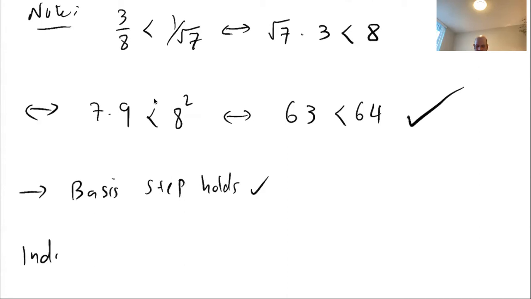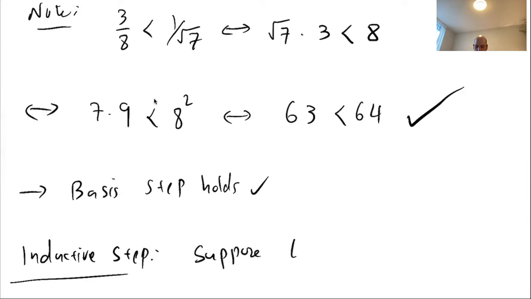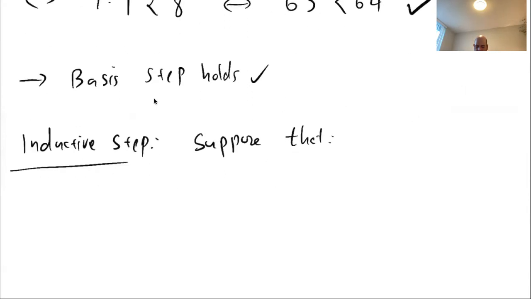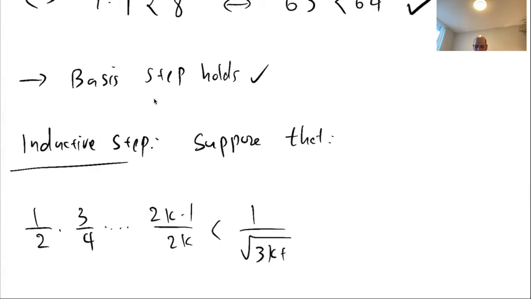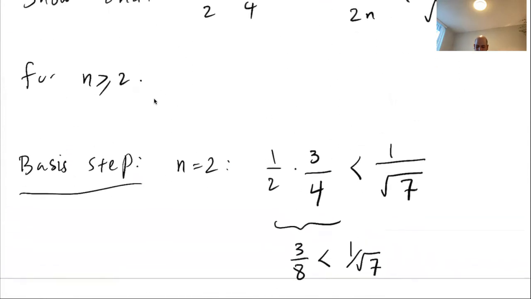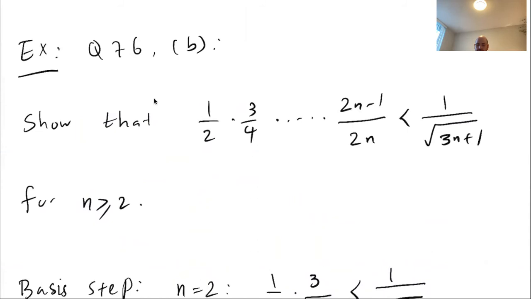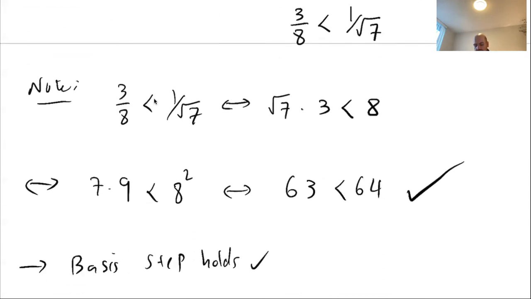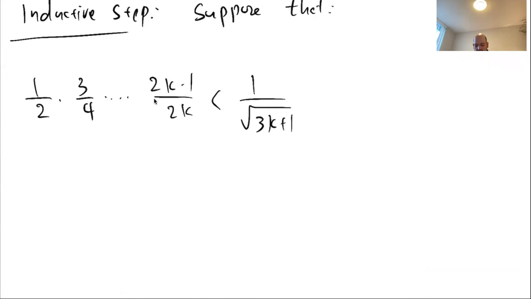Now let's do inductive step. Suppose that the inequality holds for n equals k, meaning that 1 over 2 times 3 over 4 times ... times 2k minus 1 over 2k is less than 1 over root 3k plus 1. Let's assume that it's true. It holds for n equals k, and I have to show that it holds for n equals k plus 1.